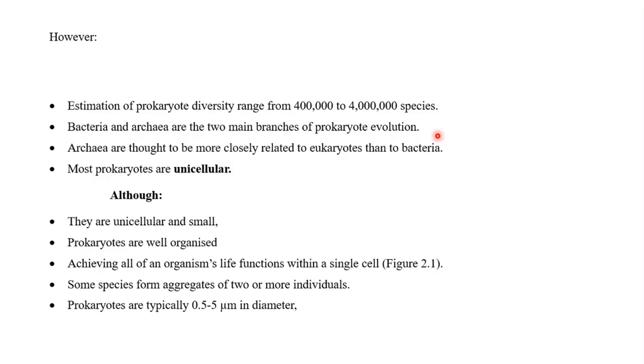And you can tell by the range in which they have been estimated. The estimate is far, far higher than the number that have actually been identified. Bacteria and archaea are the two main branches of prokaryote evolution. So in your branch, there's prokaryotes on top, and then there are two main branches of those prokaryotes, which are bacteria and archaea.